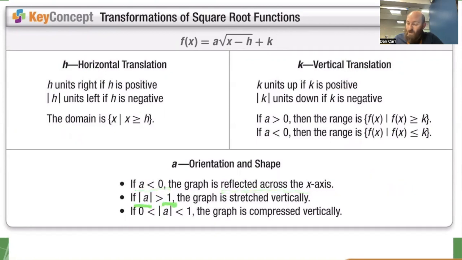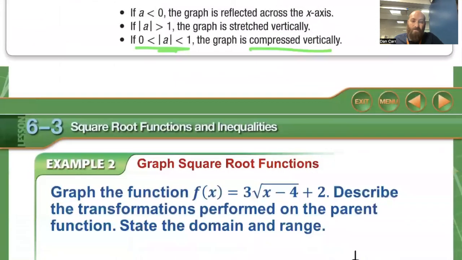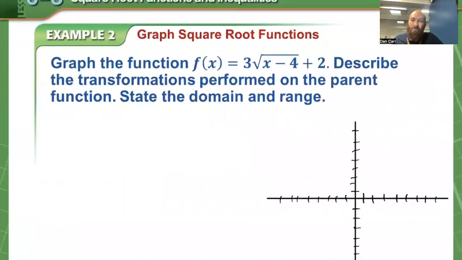If the absolute value of a is greater than 1, it's stretched vertically. And if it's in between 0 and 1, we get compressed vertically. So we'll see how that looks on some of these examples real fast. Graph the function f of x equals 3 times the square root of x minus 4 plus 2. Describe the transformations performed on the parent function.